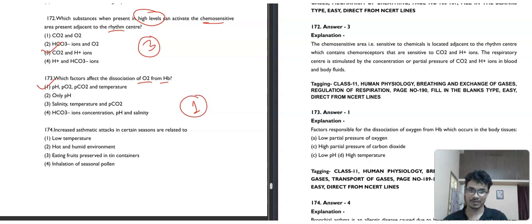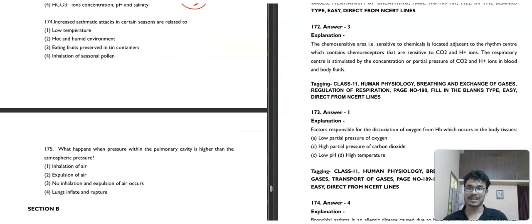Then question number 174. It is saying, increased asthmatic attacks in certain seasons are related to low temperature, hot and humid environment, eating fruits preserved in tin container, or inhalation of seasonal pollen. Yes, it is correct. It is seasonal pollen. When it gets in through our nose, some people who have an allergy can have asthmatic attacks. So a nasal decongestant can be used for this. So the fourth option will be our correct answer for this question.